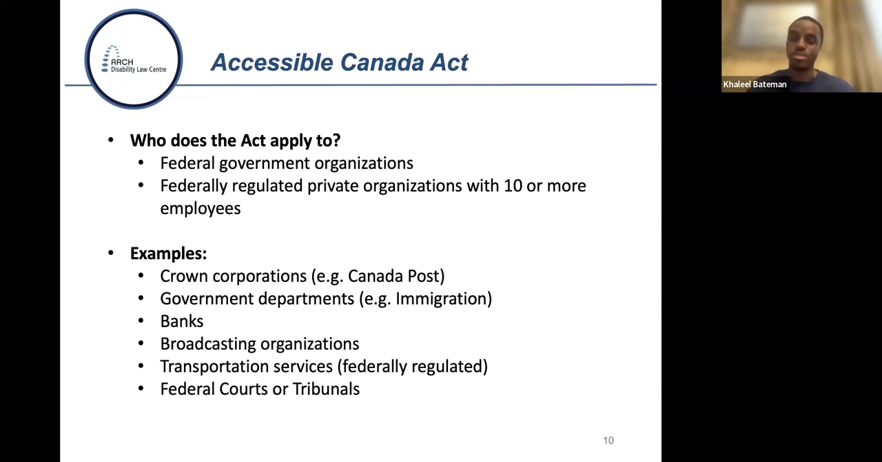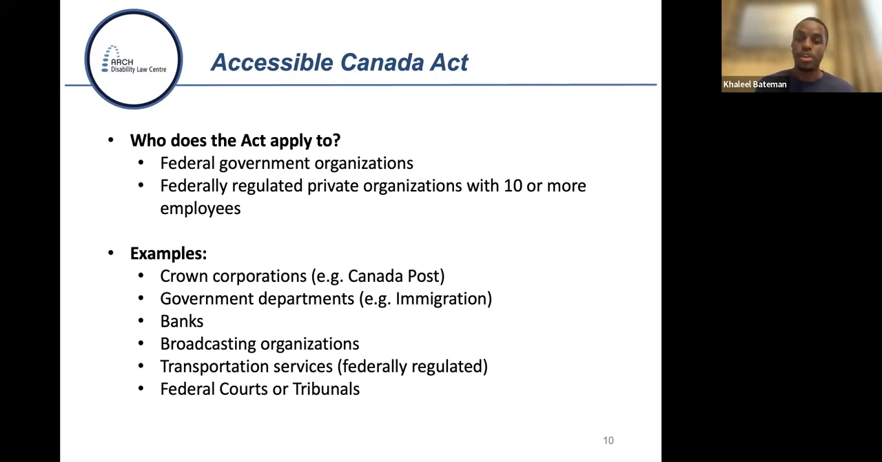Some more examples include Crown corporations, which are corporations owned by the Crown government. So companies like Canada Post. And also actual federal government departments, such as the Department of Immigration, Refugees, and Citizenship.